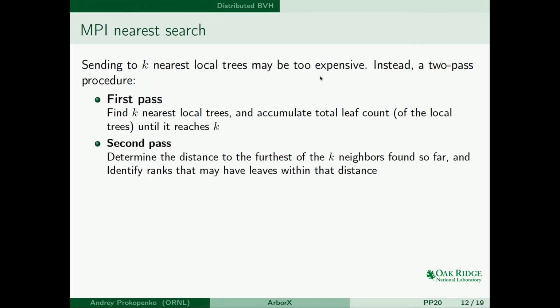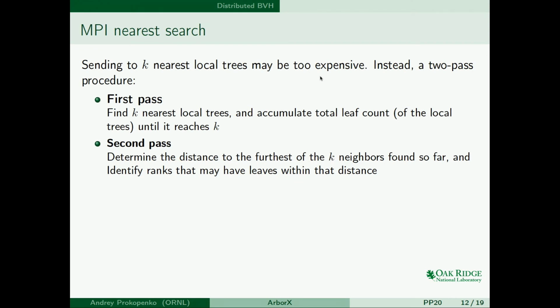For the nearest search, it is harder. You could theoretically say, well, I have to search for k equal to 100, so I'll choose the 100 closest processors and send all my queries to those 100 processors, do the search and then combine results, but that sounds really expensive. So instead we do two passes, but I'm also not sure if that is the best way.